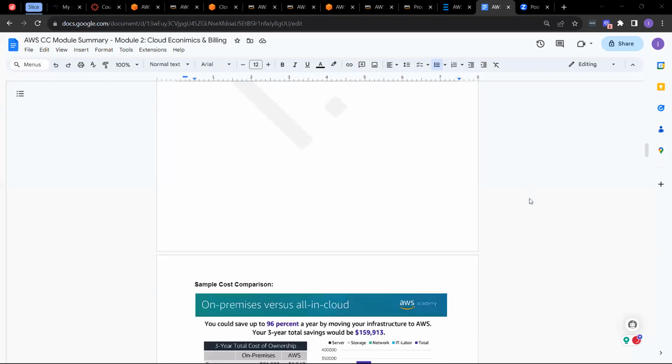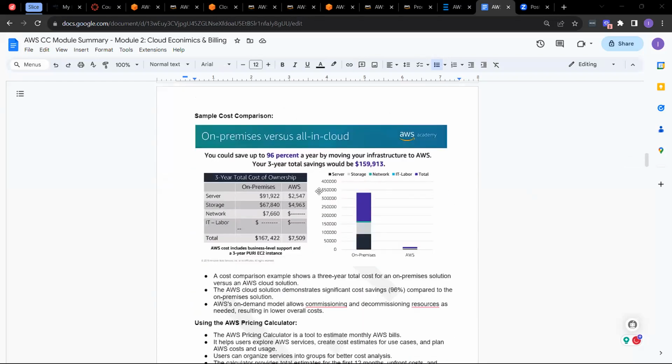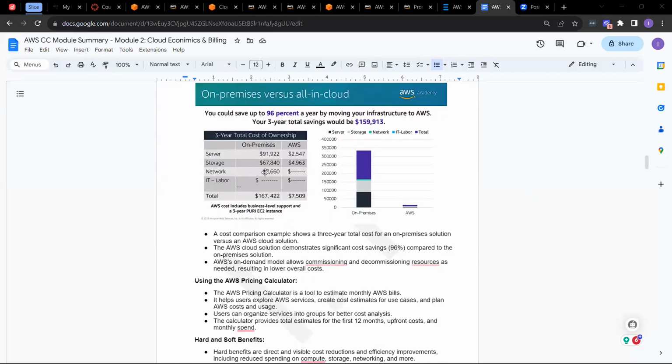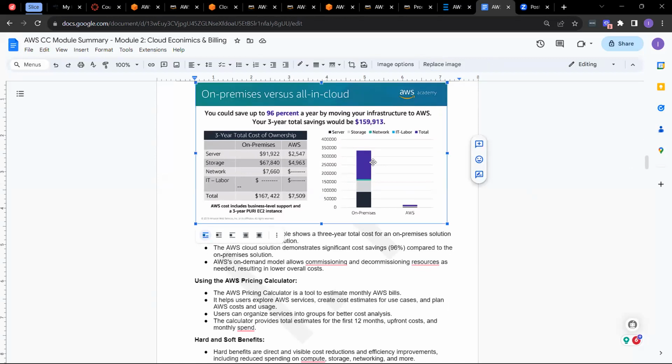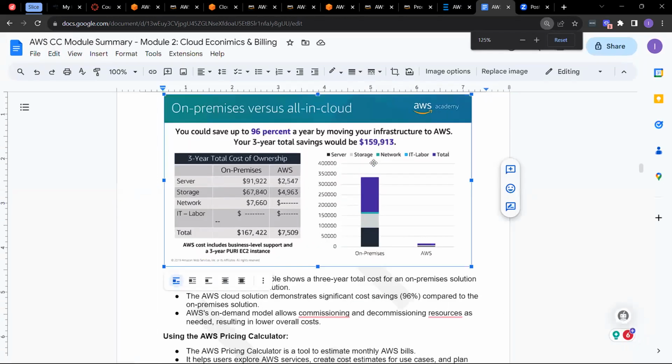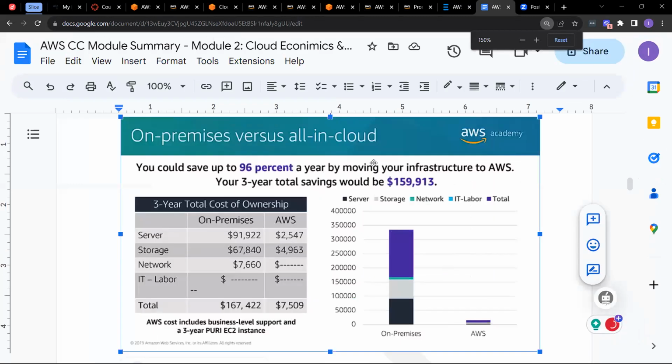Any question before we move forward? So this one is a comparison that was made for a company that moved from on-prem to the cloud, and their individual costs, right? So let me try and zoom in for all of us to examine it for a while, before we move on.